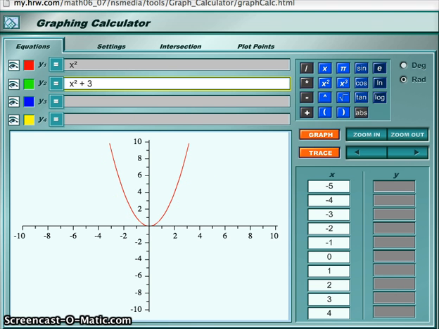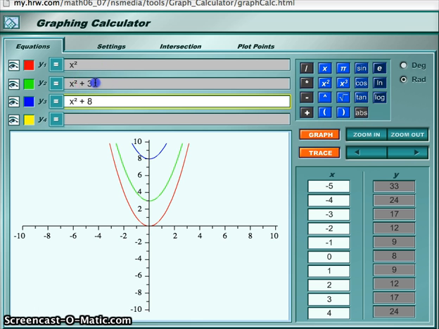Now we have our parent function still up there, but down below we have x squared plus 3. What is going to happen now that we've added a c value to our parent function? Let's take a look. It's been moved up. So it is now translated vertically 3 units. See what happens with x squared plus 8. It's been translated vertically up 8 spots.